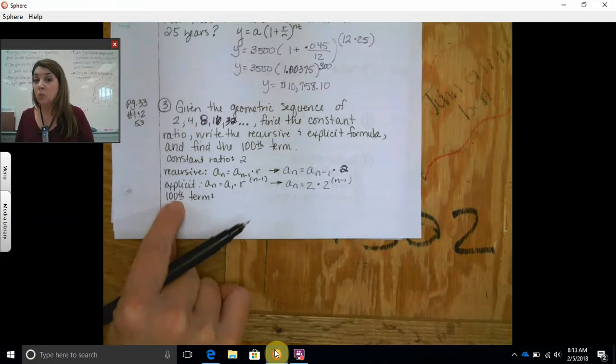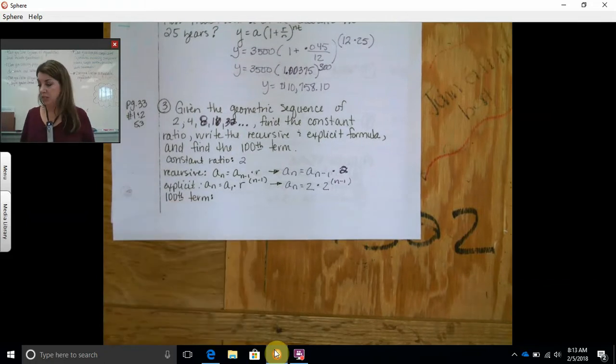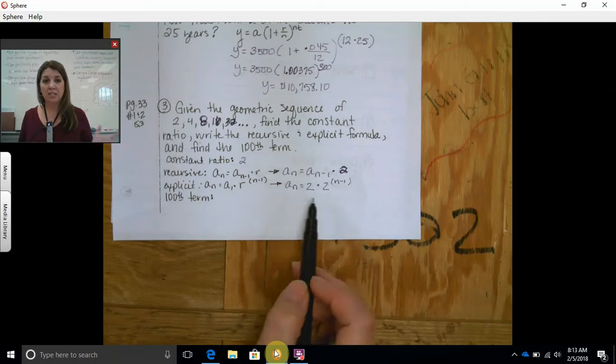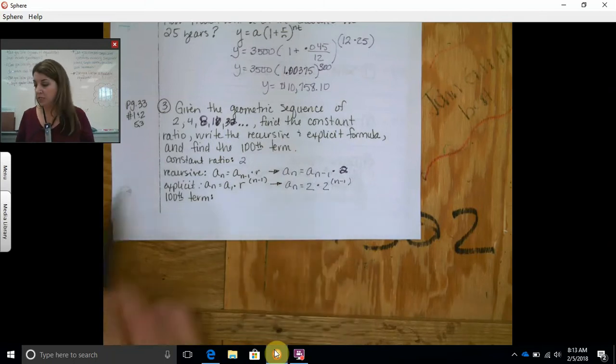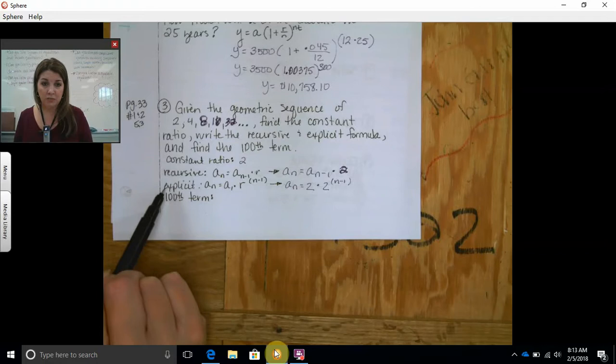And now, when I say, what's the 100th term? Then I'm looking for a specific term. Okay? So I was wanting just the general formulas and then find the 100th term. Now, the only time I could find the 100th term with recursive is if I knew the 99th term. Do I know the 99th term? No. So I'll be using the explicit formula.